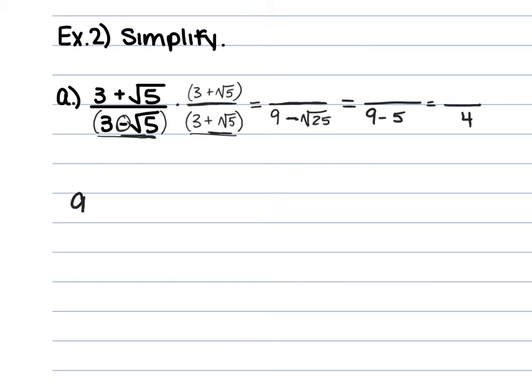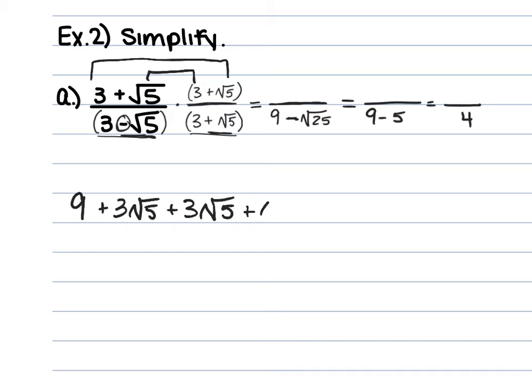Okay, 3 times 3 is 9. Let's do outer times outer: 3 radical 5. And let's do inner times inner: 3 radical 5. And then let's do last times last: radical 25. I'm doing this here because I didn't have enough room to do it on the top of my fraction. I knew what this was going to look like. So let's add that up.